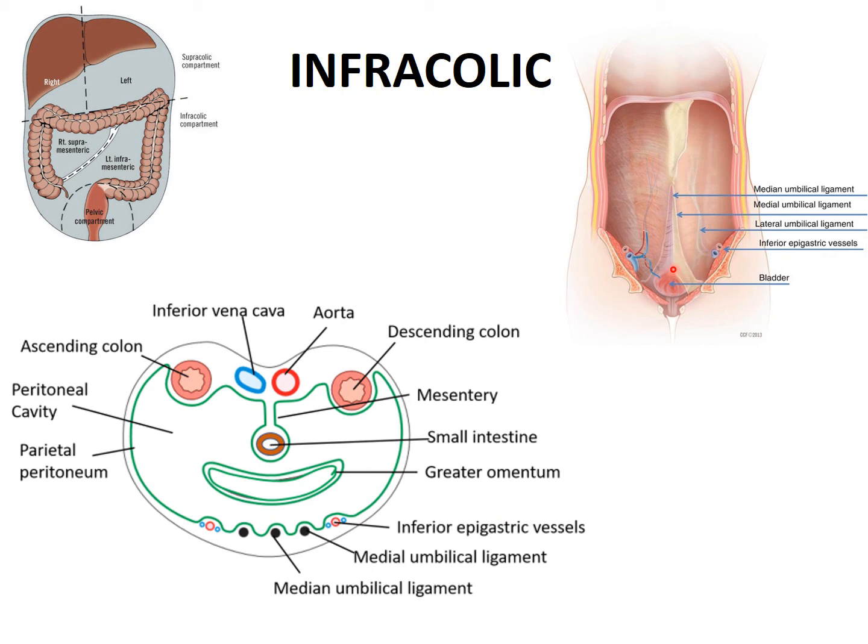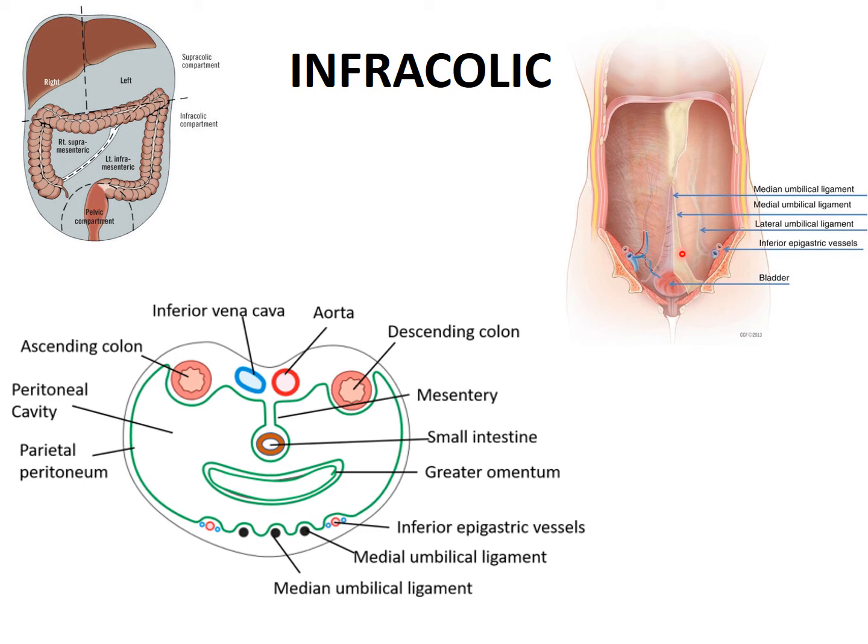So the median umbilical ligament is a fibrous band and it represents the remnant of the urachus. The urachus is an embryonic structure which is a communication between the apex of the urinary bladder and the umbilicus. So in life, once the child is born, this urachus becomes a solid, cord-like fibrous structure and is known as the median umbilical ligament.